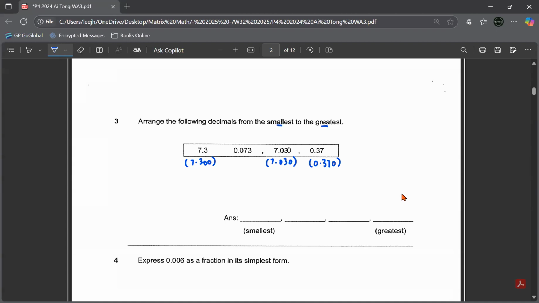Smallest to the greatest. So the smallest, you know that is actually this one, 0.073, followed by 0.37. Okay, don't write 0.370. We always use the original value. Like fraction, we always write the original fraction. Okay, next one will be 7.03. Unless they give you 7.030, then write 7.030. And then the next one will be 7.3. This is your largest, greatest.